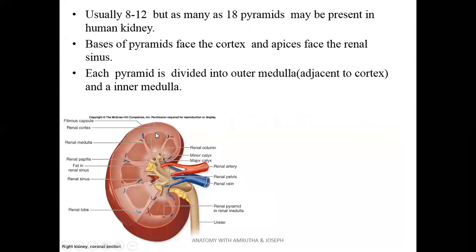There are 8 to 12 pyramids usually, but it can be up to 18 in number. Now the pyramid is almost triangular in shape. The medulla region has a lot of pyramids. The base is facing towards the cortex, and the apex is facing towards the renal sinus. This area is the renal sinus. Now the pyramid can be divided into two parts: the outer medulla, which is near the cortex, and the inner medulla, which is towards the renal sinus.